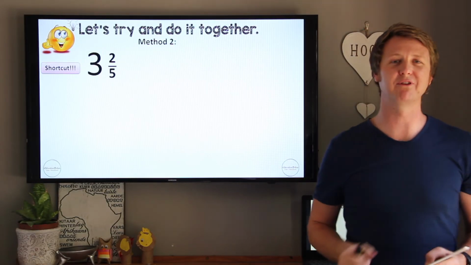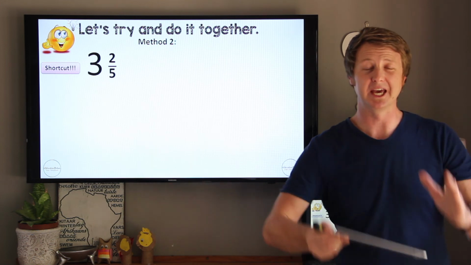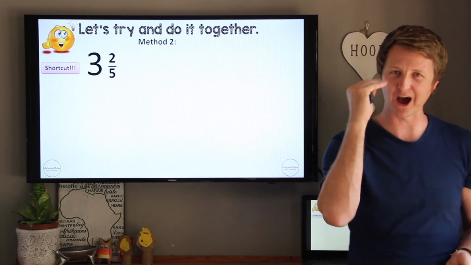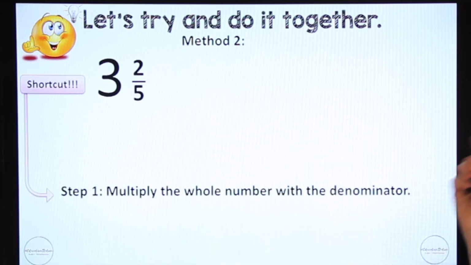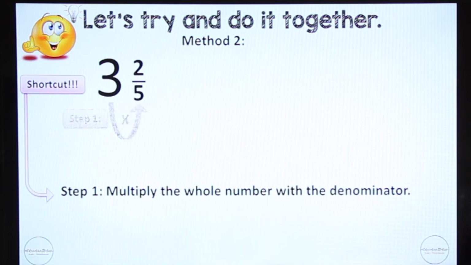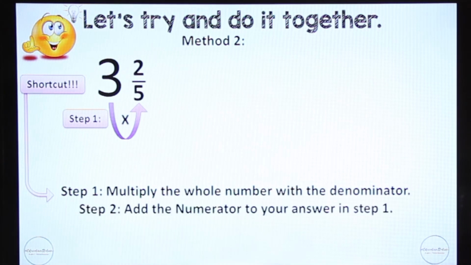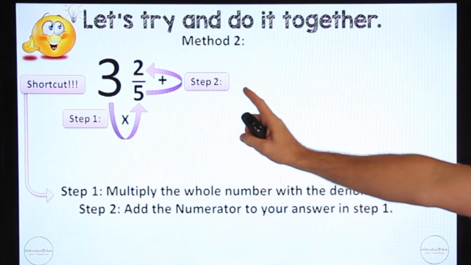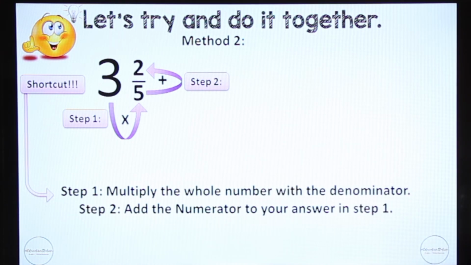Now, boys and girls, we're going to have a look at the last one, which is method number 2. It is the shortcut. It is probably the method that all of us use. But let's have a look at how it works step by step. So, step 1 would be to multiply the whole number with the denominator. Then, step number 2, add the numerator to the answer you've just found at step number 1. And the last step would be, take the answer you now have after you have multiplied the whole number with the denominator and added the numerator, and write that over the original fraction that you started with. In this case it would be fifths.